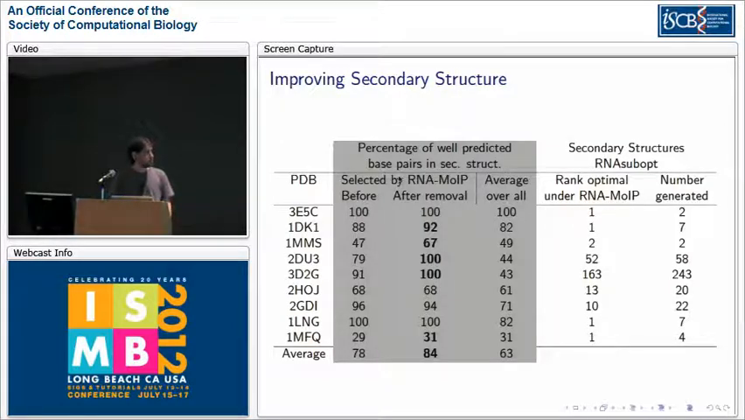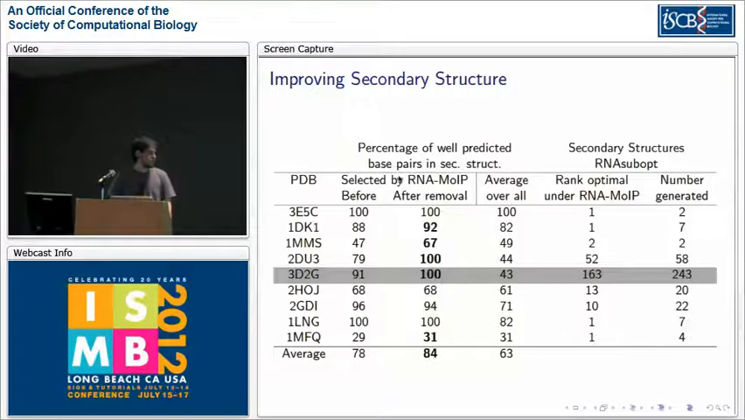Then we try to quantify how well we were able to remove wrongly predicted base pairs. So to the right, you have the average of true positive prediction on the base pairs over all the generated secondary structures. To the far left, you have, in the structure that was selected by my framework, how many base pairs were well predicted, and after we removed some of them, how many of the remaining were well predicted. So as you can see, the average over all of the secondary structures was only 63%. The one we picked, the average was 78, and it increased to 84%, which is quite good.